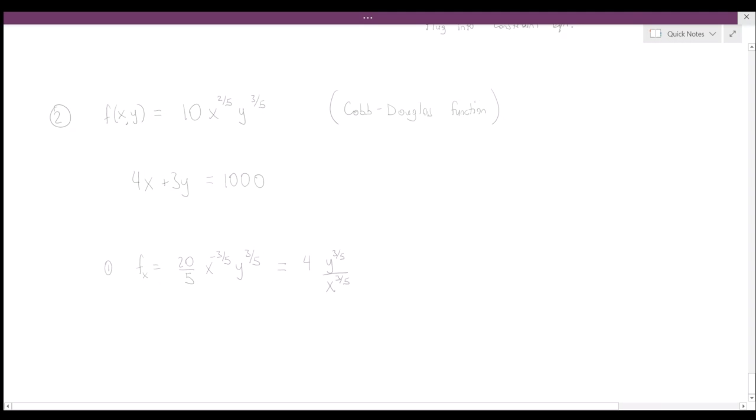Okay. All right, and then similarly, we're going to compute fy. Okay, so now doing the partial with respect to y, so apply the power rule over here. We'll bring this out front, so it'll be 30 over 5. I'll copy down the x. Okay, and then we have to decrease the exponent by 1 here. So that's going to be y to the negative 2/5.